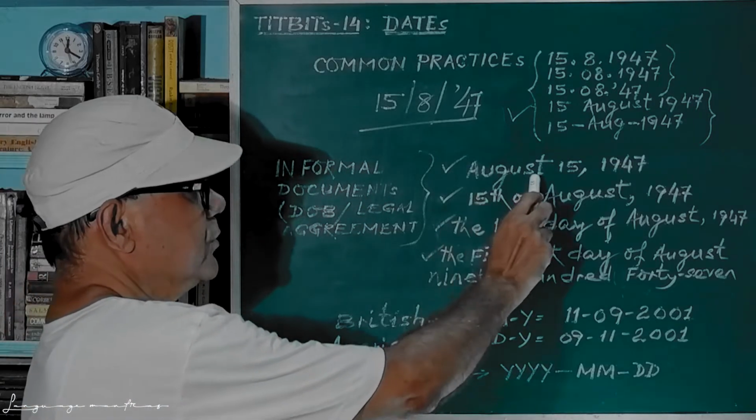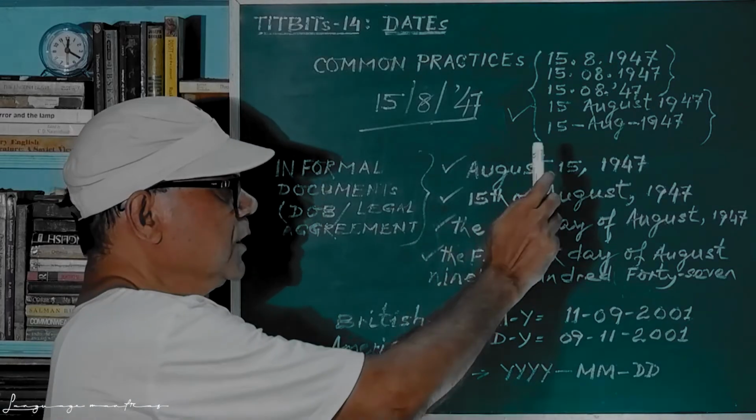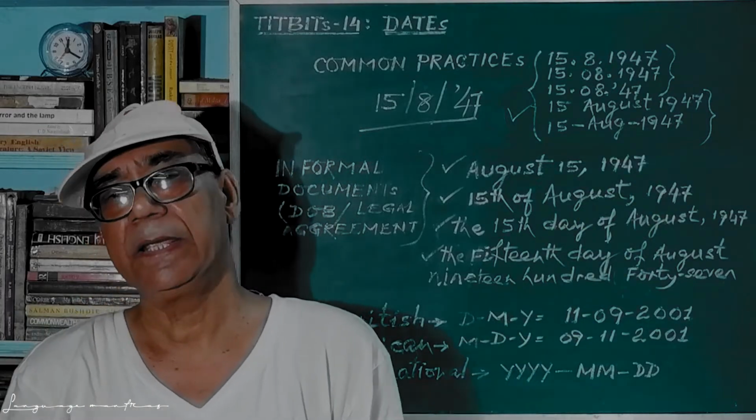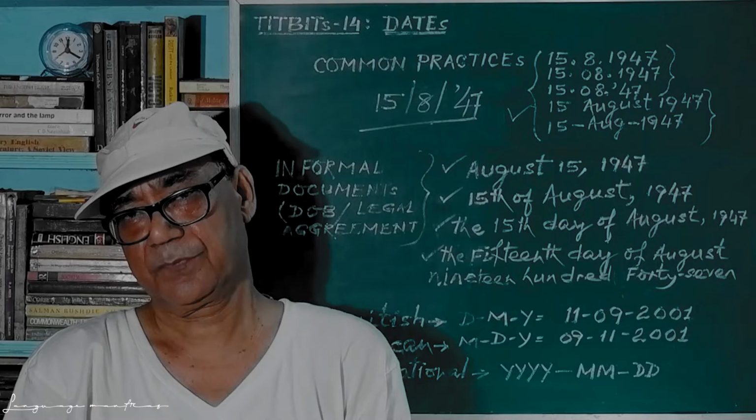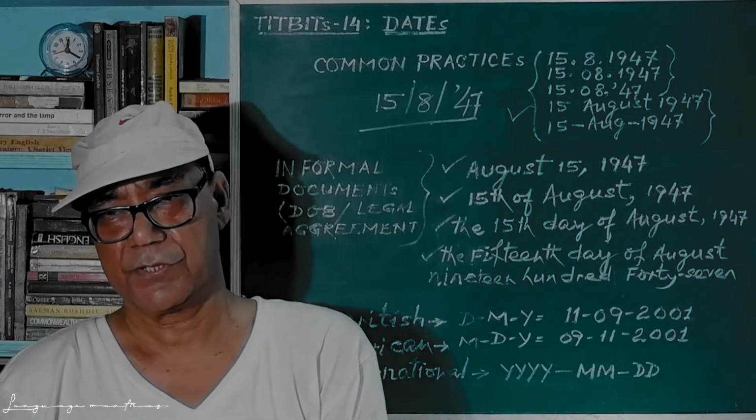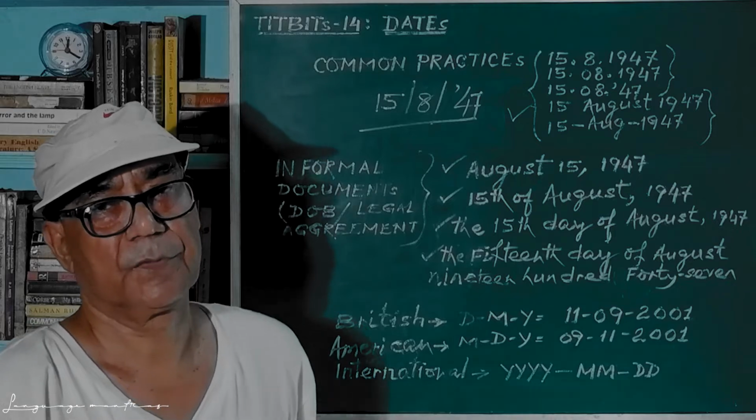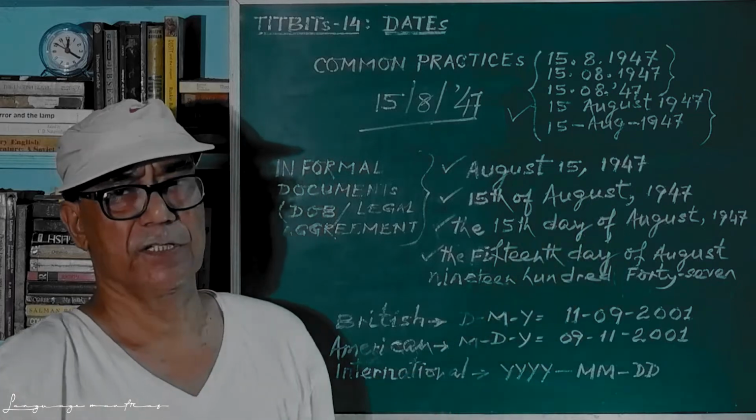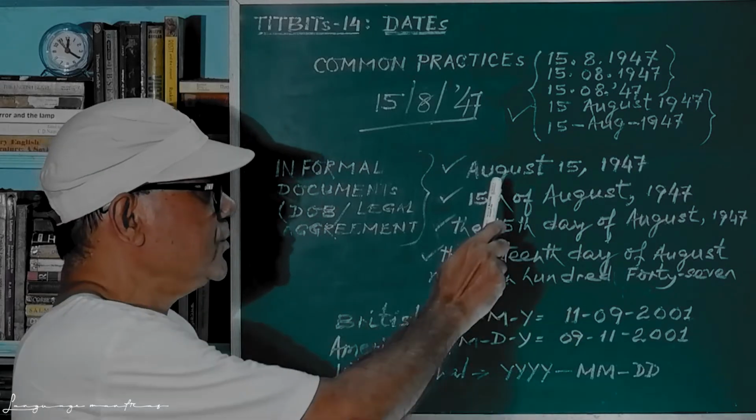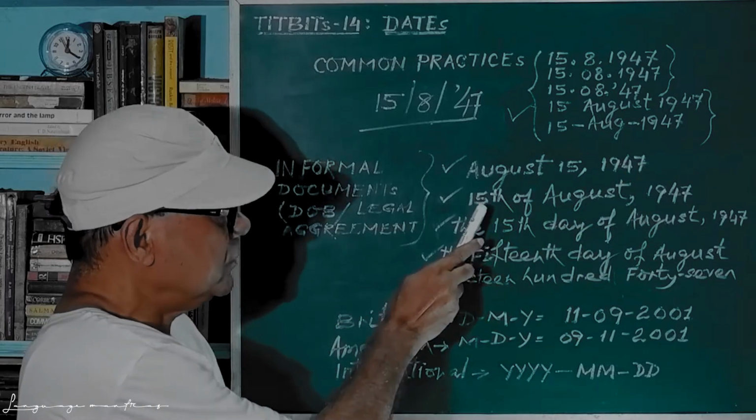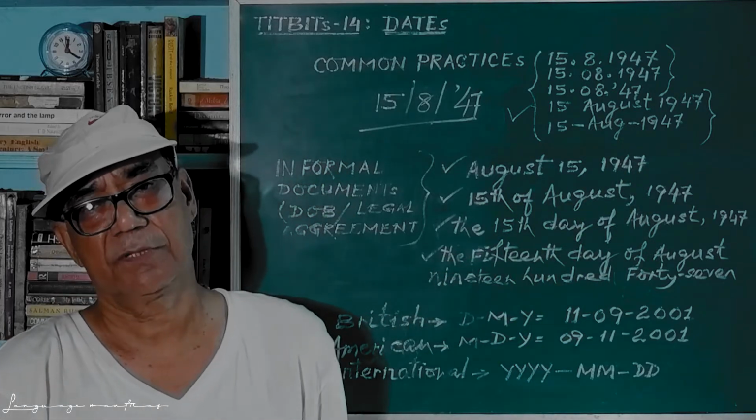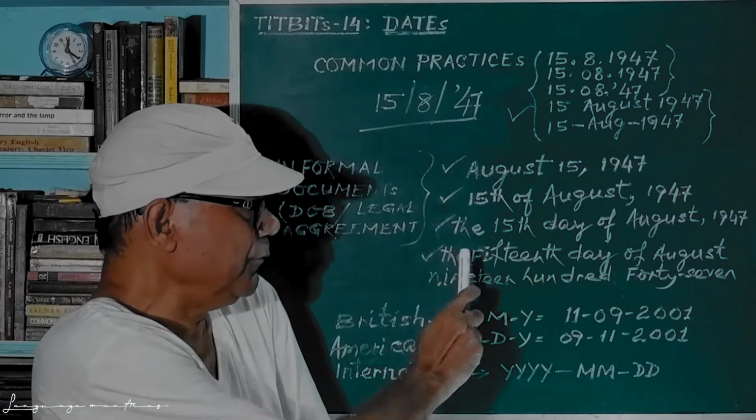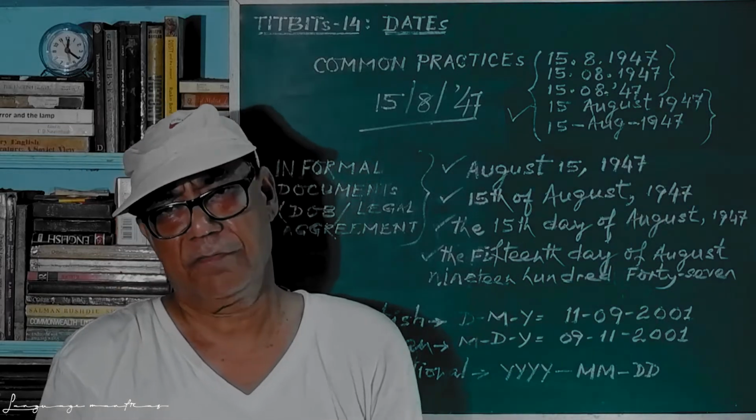Number 1, August 15, August space 15 then comma 1947. This is normally used in offices for letters and correspondences. This type is popular. Next one, a little more formal. 15th of August 1947. It is just August 15, 1947. Now 15th of August 1947. A little bit more formal. Once again, more formal. The 15th day of August 1947.